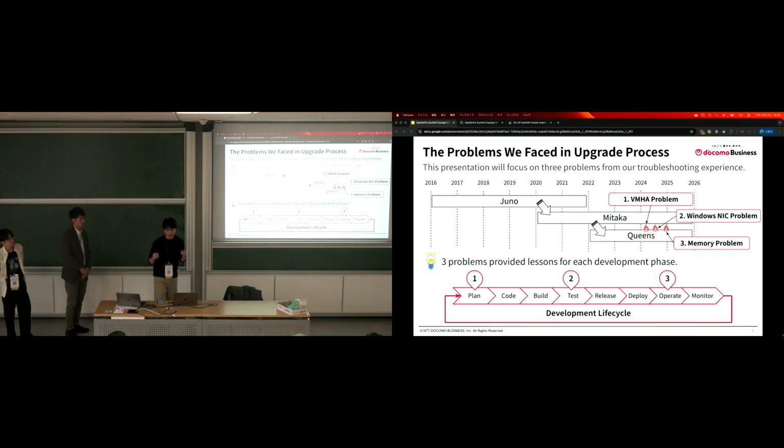In this presentation, we will focus on 3 key problems we experienced during the Queens upgrade. First, the virtual machine high availability problem. Second, the Windows link problem, and finally, memory problems. From these experiences, we learned valuable lessons that can be applied to different phases of the development lifecycle. We will share an overview of each problem, how we solved it, and the lessons we learned.